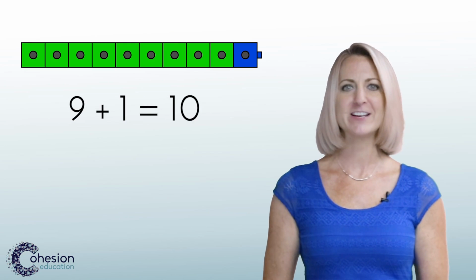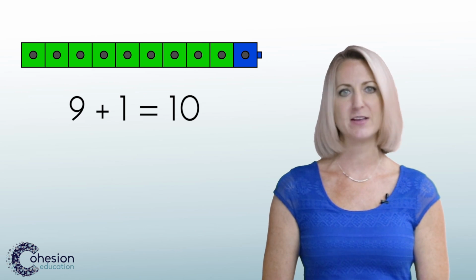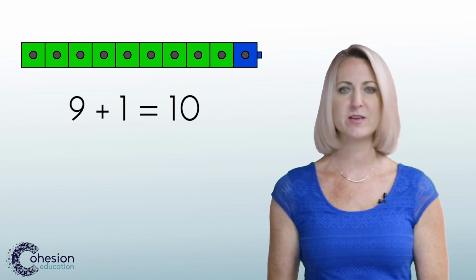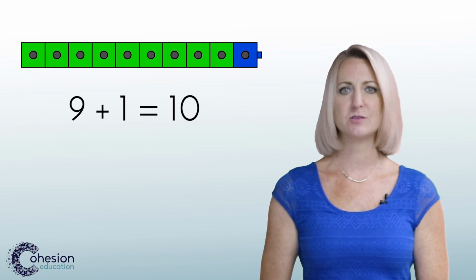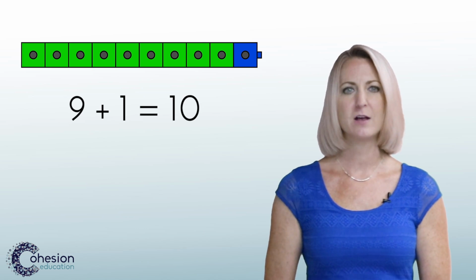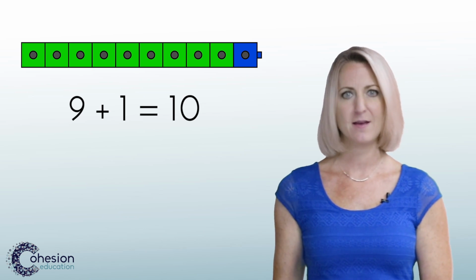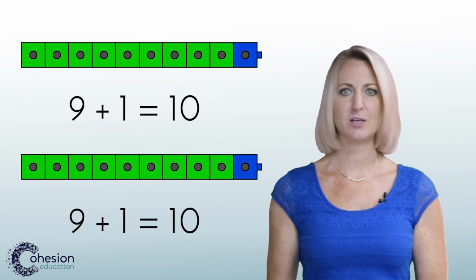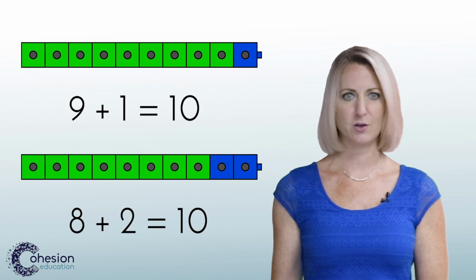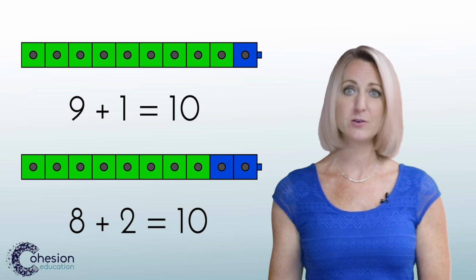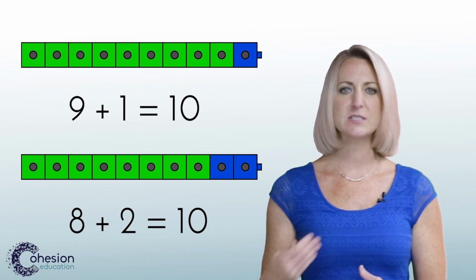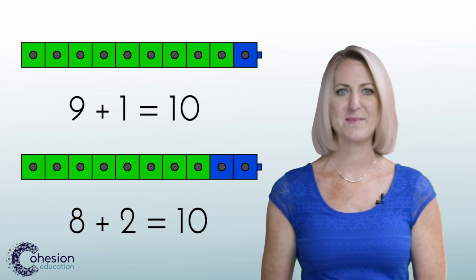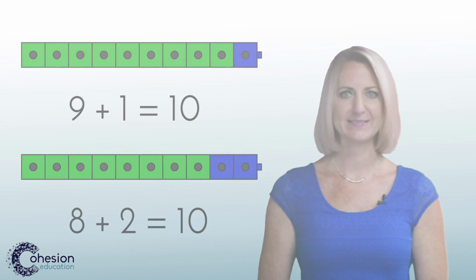A common error is that students may not understand that 10 can be shown in more than one way. Have students use cubes of two different colors to show one way to make 10 and then record the equation. Then have students replace a cube of one color with a cube of another color and write the new equation. Continue this pattern until all of the ways to make 10 have been recorded.